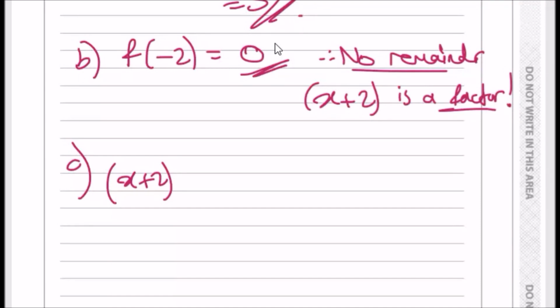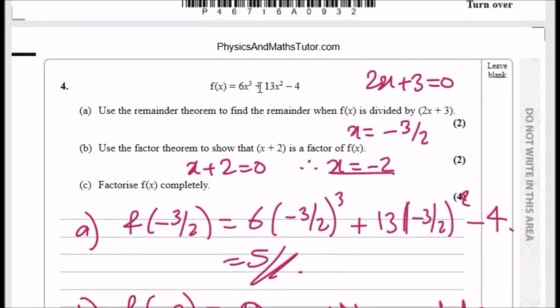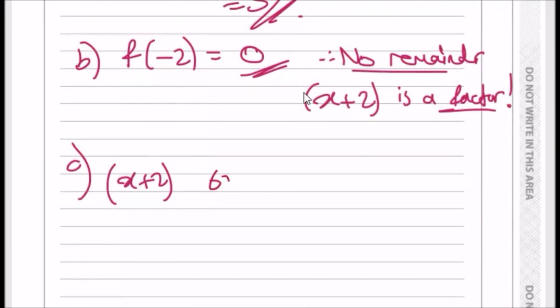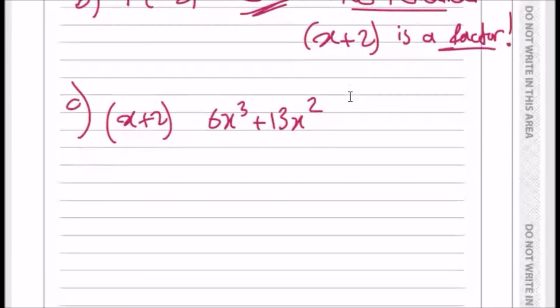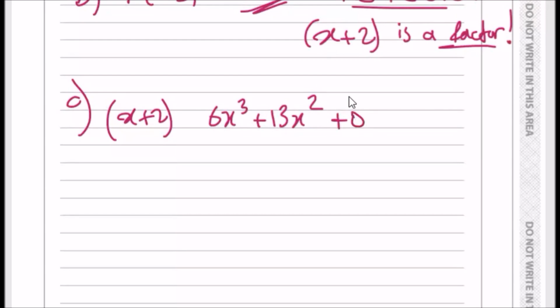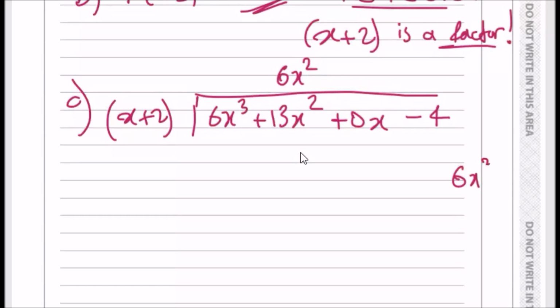So we go x plus 2 into the entire term, which is 6x cubed plus 13x squared, and minus 4. Notice that there's no x term, so we just say plus 0x, just to occupy the space here. Alright, that's it. Now, to begin, always ask yourself, how many times does x fit into 6x cubed? Well, this fits in exactly 6x squared times. Another way to think of it is just divide the terms, and you should get 6x squared.